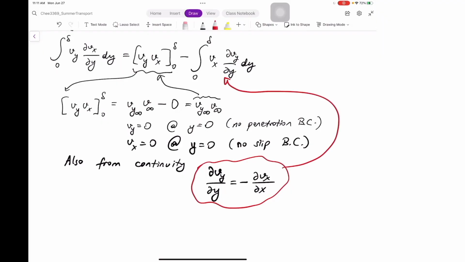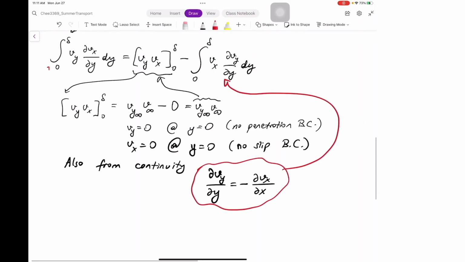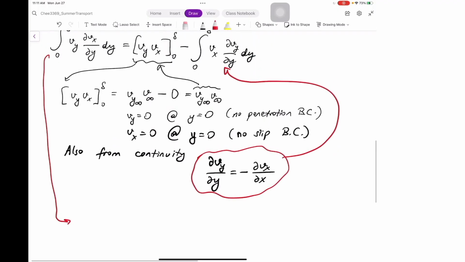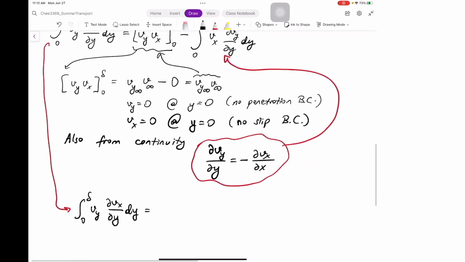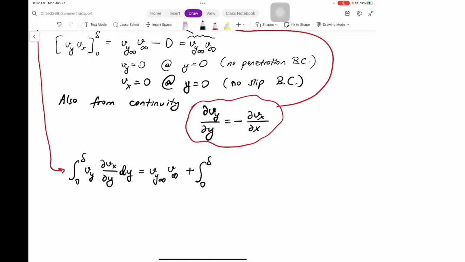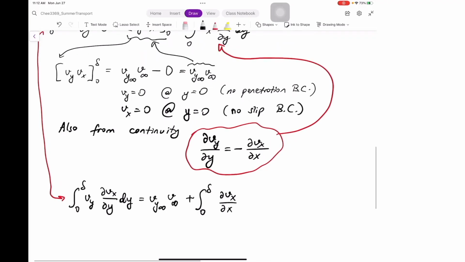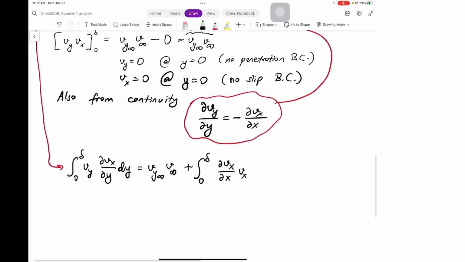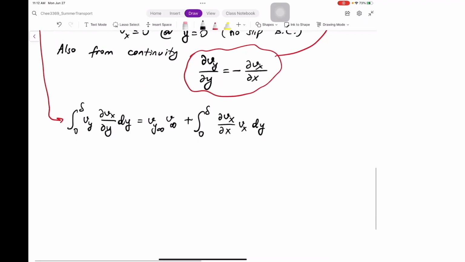So you can actually write it here. So thus, this equation becomes integral from 0 to delta Vy del Vx over del y dy is equal to Vy infinity, V infinity, plus, because this minus and this minus makes plus, so go from 0 to delta del Vx over del x Vx dy, right?